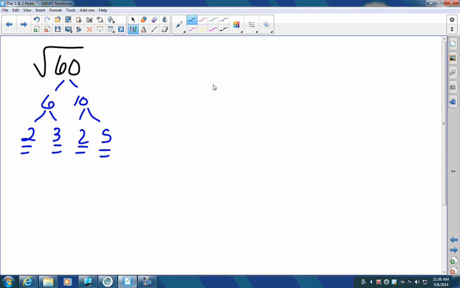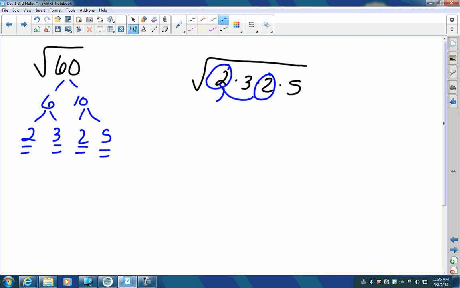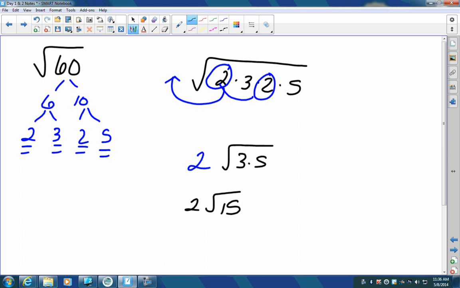So as I write this, I've got 2 times 3 times 2 times 5. Is there a pair that can come out of the house? I've got 2 2s. They come out of the house. So I get 2, but what's left underneath the square root sign? 3 times 5, which is 15. So that gives me 2 square root of 15.